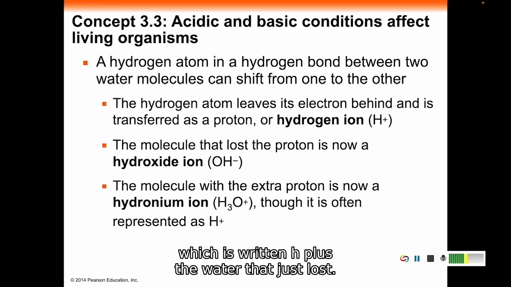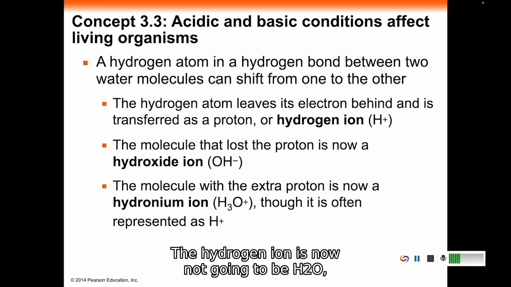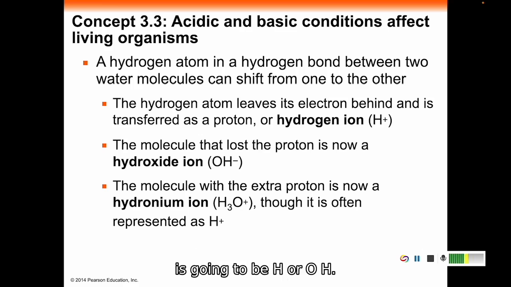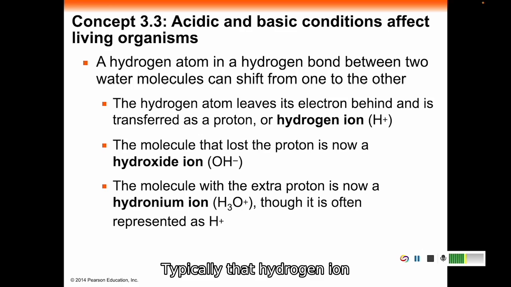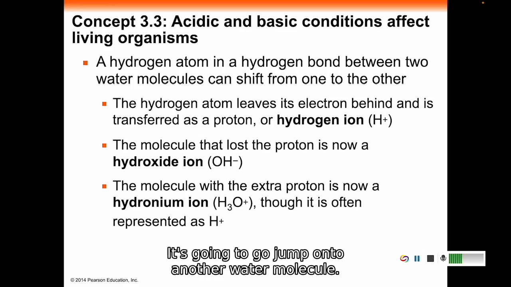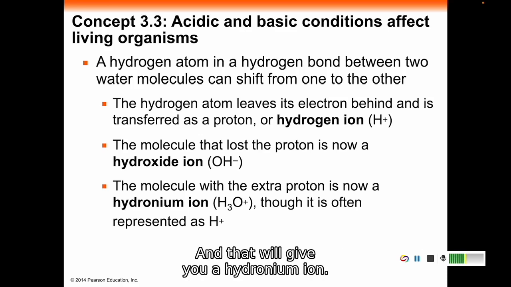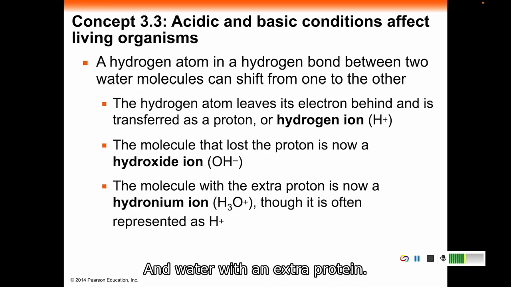The water that just lost the hydrogen ion is now not going to be H2O, it's going to be OH. So that's going to be a hydroxide ion. It lost its proton. Since it lost its positive, it kept that electron. It has a negative charge, so it's OH-. Typically, that hydrogen ion isn't just going to float around on its own. It's going to jump onto another water molecule, and that will give you a hydronium ion, a water with an extra proton, H3O+.